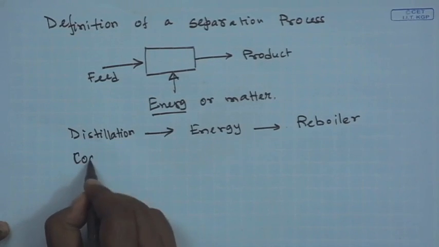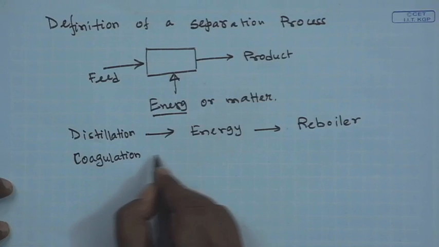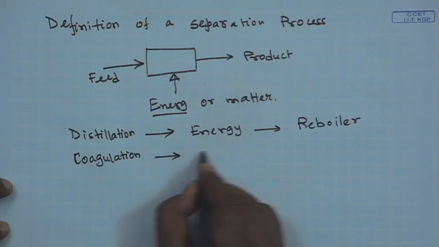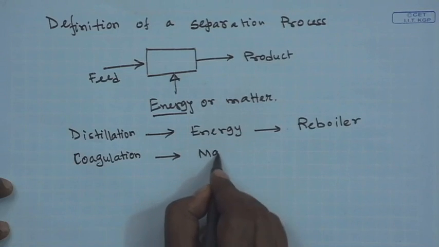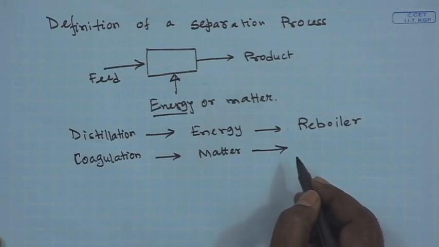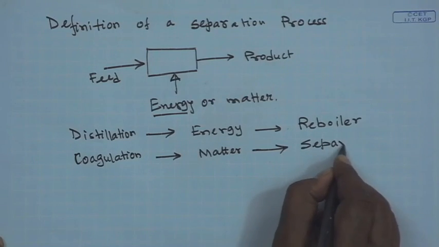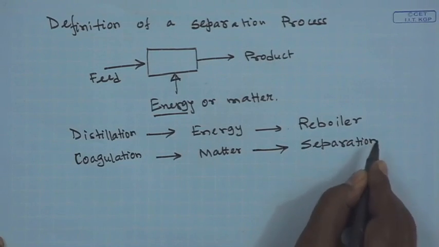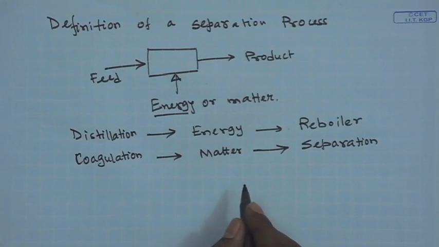In case of, let us say, coagulation or adsorption, the external agent is matter. We add an external agent to effect the separation. So, input of energy or matter is essential for effecting a separation process.